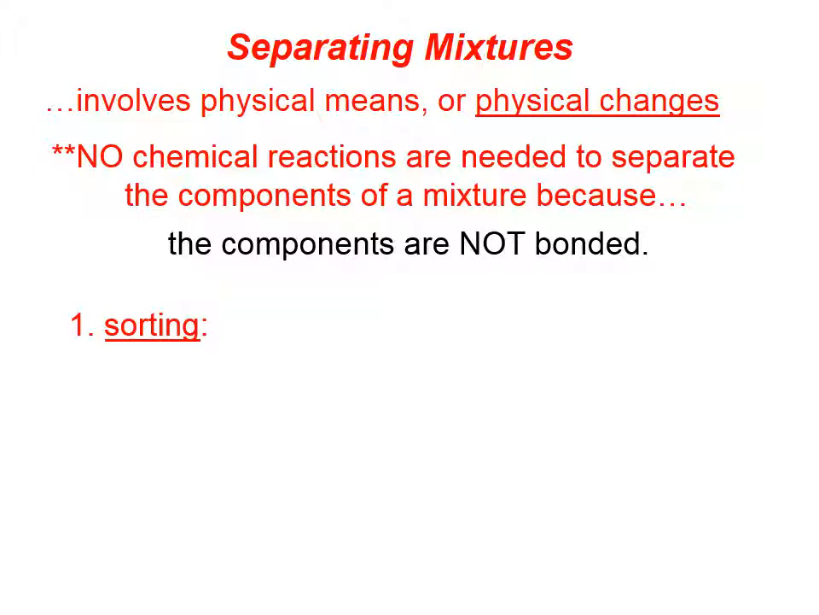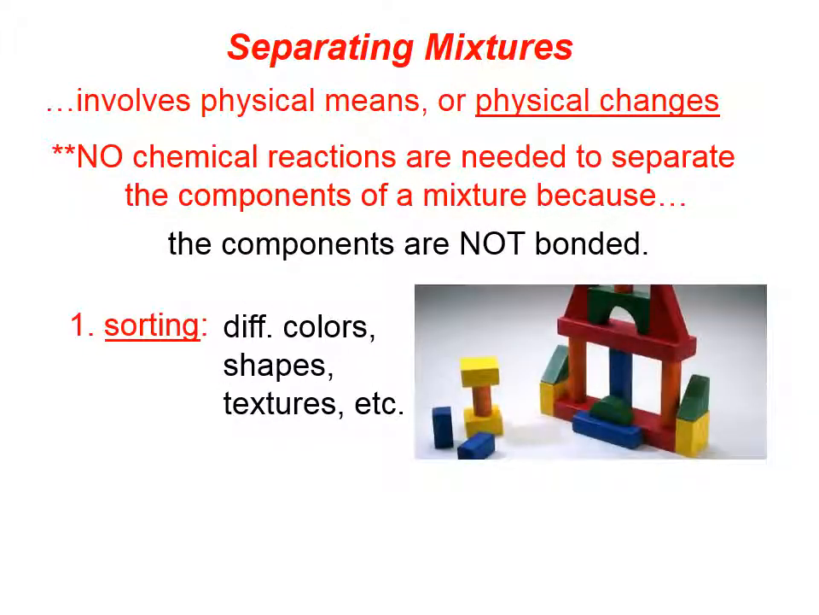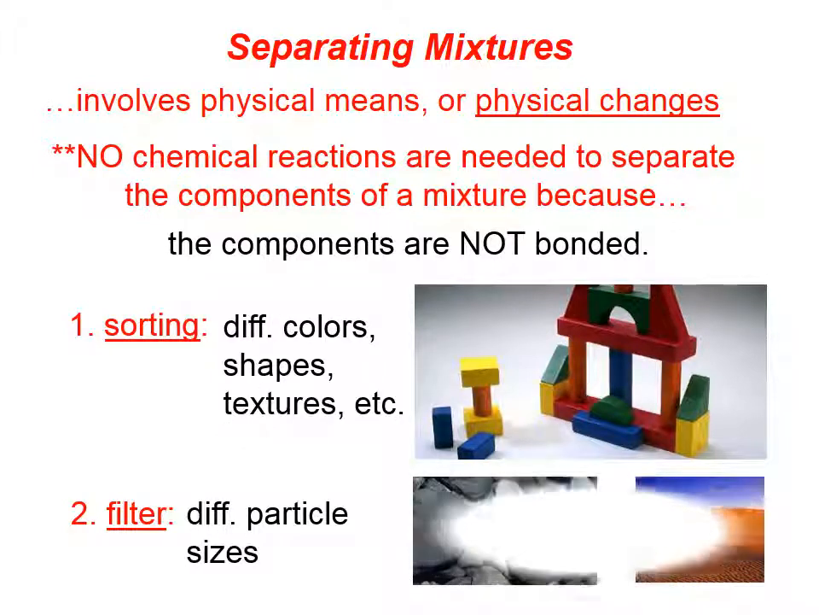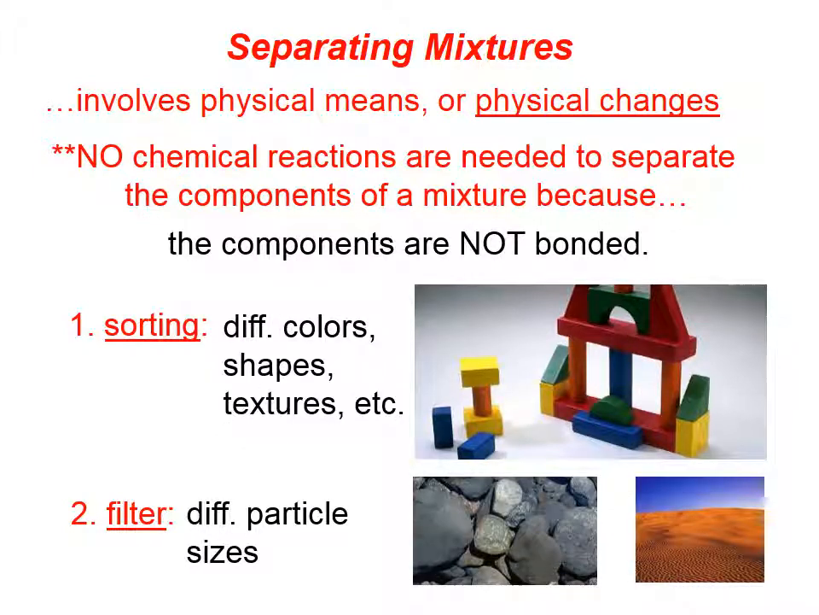So, several ways to separate mixtures include sorting. And we can sort the components according to their color, their shape, their texture, and so on. We could use a filter. And of course a filter is based on the components of the mixture having different sized particles. Gravel, for example, or rocks, those particles are different size than sand particles. So if we had the right size filter, we could separate those two rather easily. The sand would go through, the rocks would stay behind.